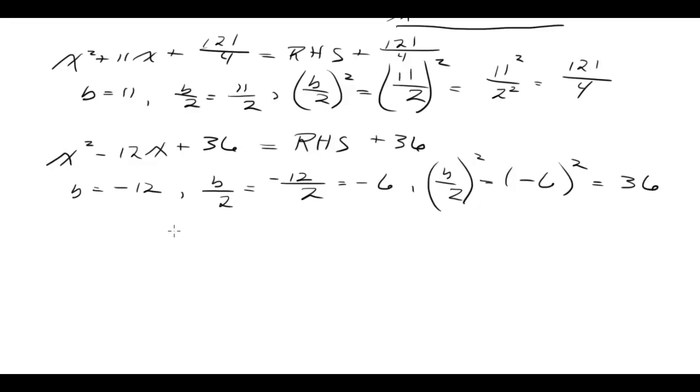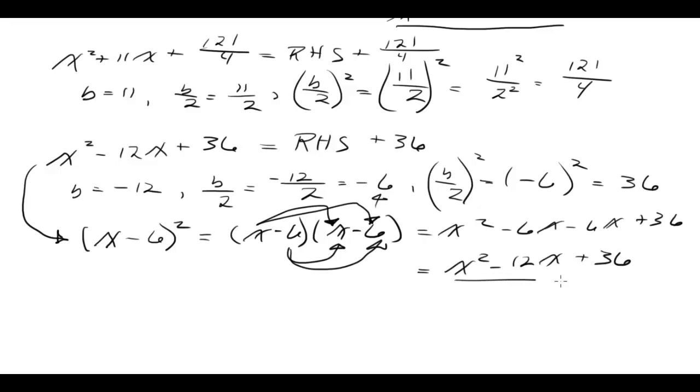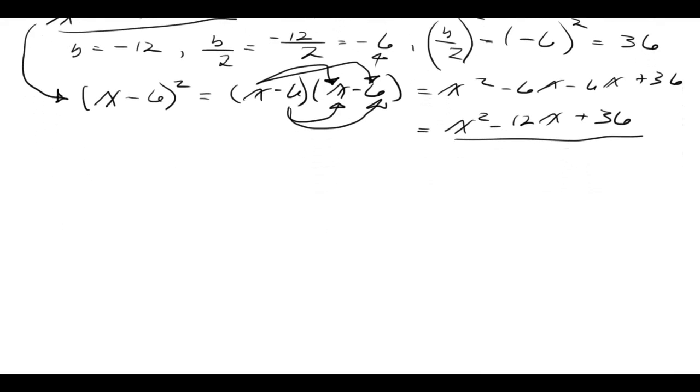Okay, let's prove that's true. So now this is going to equal the quantity x, and I plug in this guy, which is now minus, so it's minus 6 squared. And we can check that as well. x minus 6 times x minus 6. x times x is the same as that. So it's true.